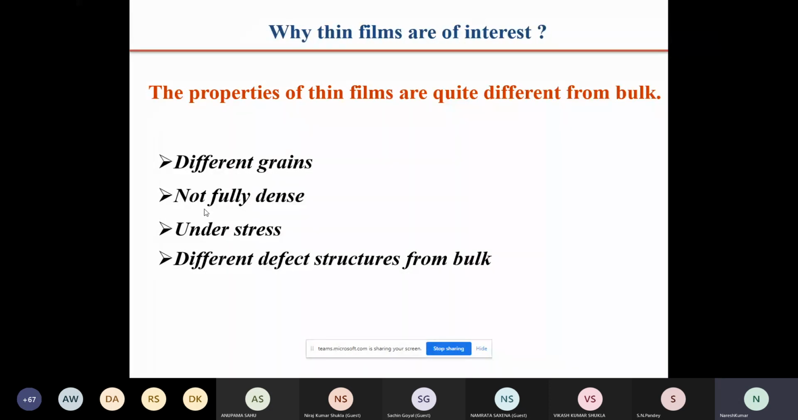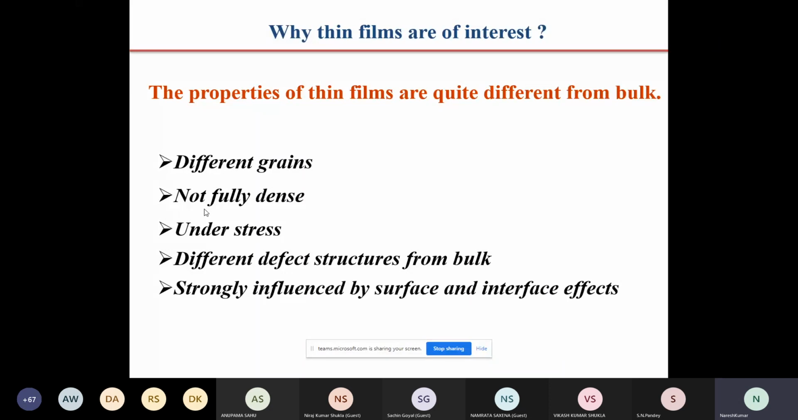And the next is very important. They are strongly influenced by the surface and the interface effects, those coming from the substrate. In the case of thin films, the substrate on top of which the thin film is deposited plays a very important role. So the moment you start looking at a thin film of any material, one very important parameter one has to look at is what is the substrate on which we are going to deposit the thin films of that material.